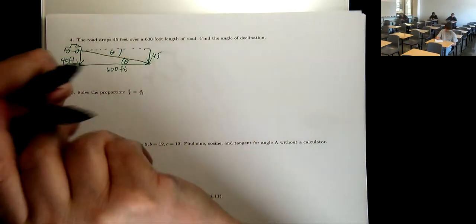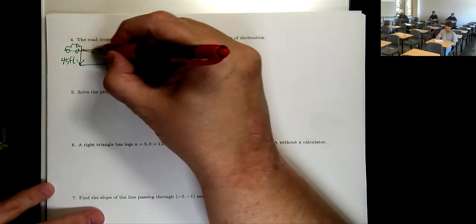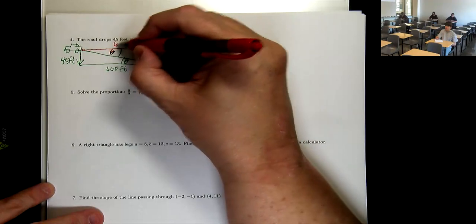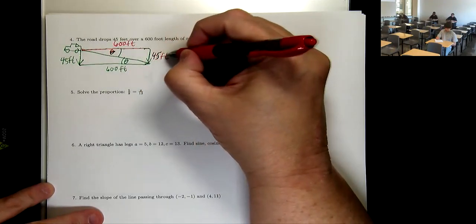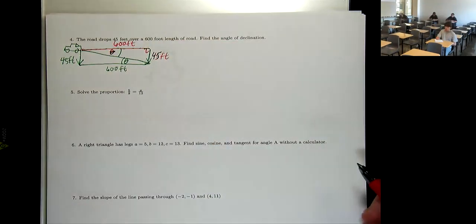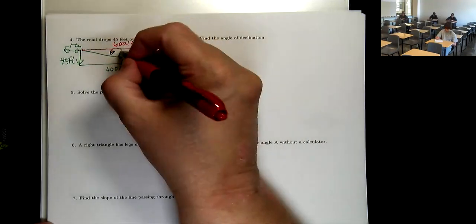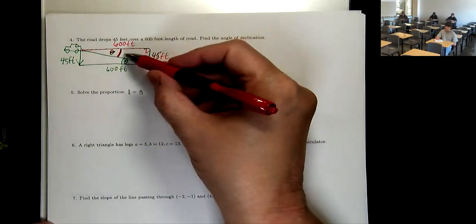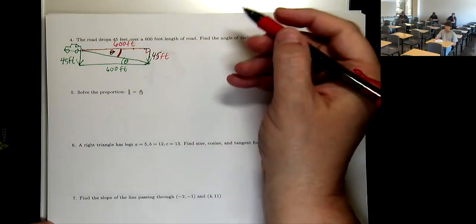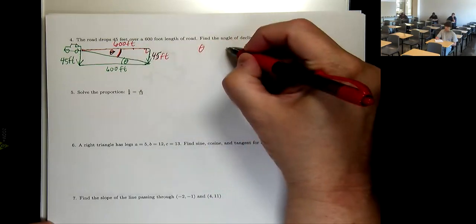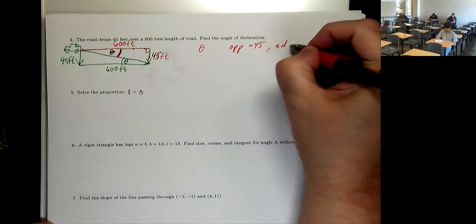Let's say I'm using this one right here. That makes this the 600 feet as well. And this is 45 feet. And this is a right angle. So from my angle that I'm looking at, I have opposite and I have adjacent. So from theta, opposite is 45, adjacent is 600.